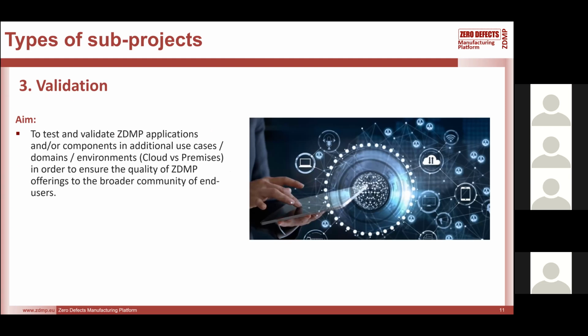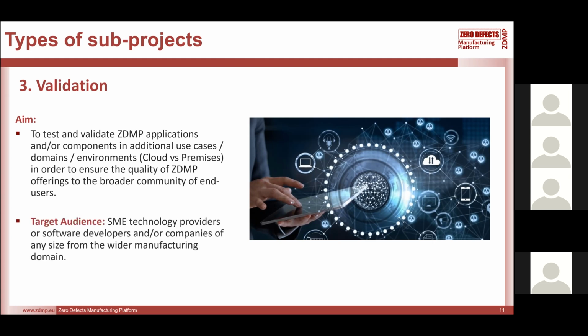Our third type of sub-project, that of validation, is one to try and test and validate the ZApps that we've already built. It may also be testing components of our platform in additional use cases or new domains, environments, deployment environments, such as in-cloud deployments or on-premises deployments, with a view to making sure of the quality and functionality of the Zdmp offerings. And here, again, it might be technology providers, but also manufacturing companies of any size from the wider domain who are looking to deploy some of our existing applications and test them and make sure that they work. Again, the same funding amounts per project.